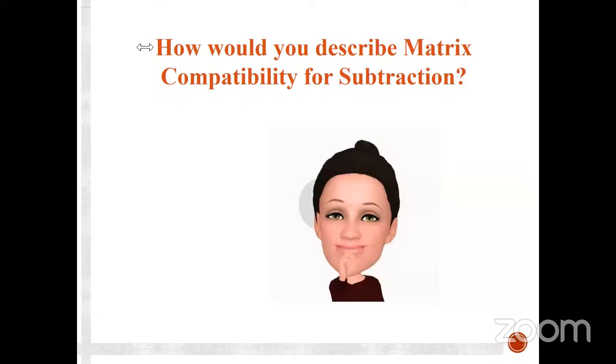All right, in the case of addition, we identified that they have to be compatible, they have to have the same order, and we would add corresponding elements. Is that the same thing for subtraction, or is there some kind of difference? What do you know? Okay, nothing yet.